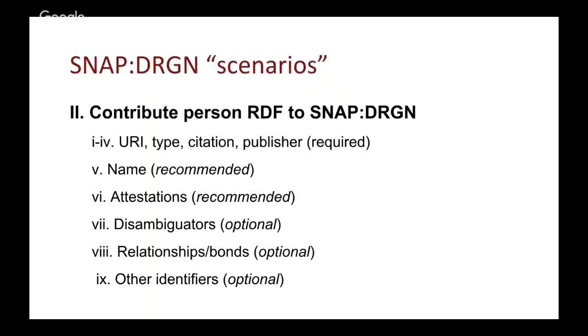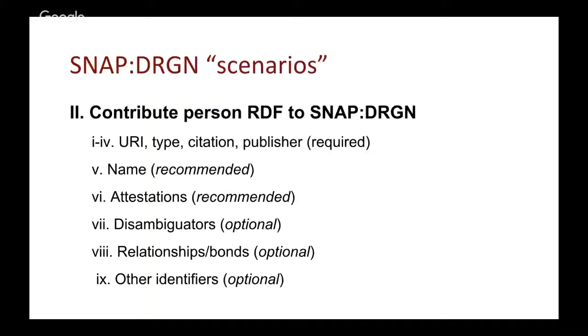So going back to point 2 then, contributing person data to Snapdragon, what we really want people to do is to contribute this very small subset of 9 types of information to Snapdragon. In fact, only the first 4 of those are required, and those are very technical things. We need a URI, we need this identifier. We need to know by type, we mean that this is a person. Or it might be something else person-like. It might be a deity, it might be a group, it might be an animal, but something that can appear in a person list or a prosopography.